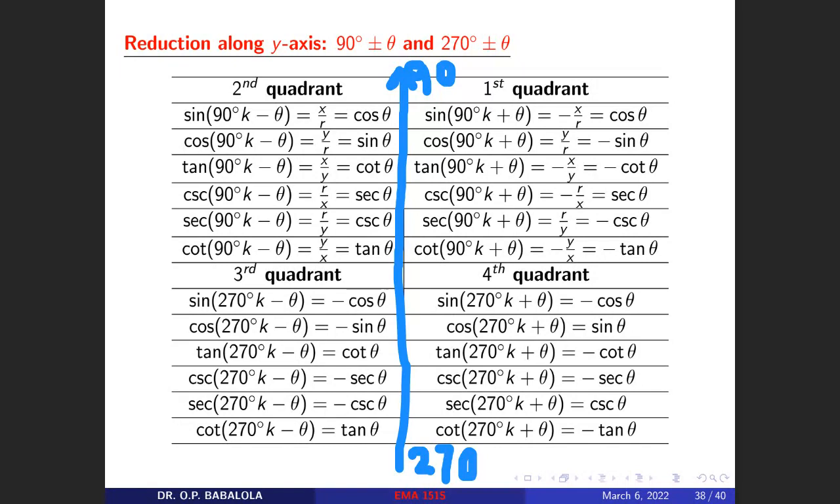I've emphasized this enough so that everybody would know that there's a difference between reduce along x-axis and reduce along y-axis. Reduce along the x-axis, you use either 180 or 360, depending on the quadrant in which it falls. If you're told to reduce along the y-axis, reduce using 90 or 270, depending on the quadrant in which it falls. Is that clear? Before we go to the example, are we clear now? Okay, thank you.